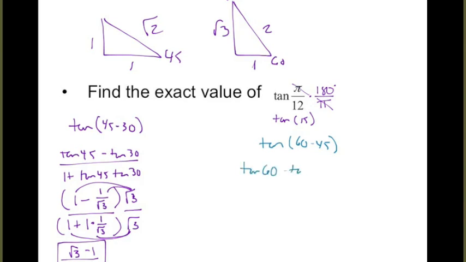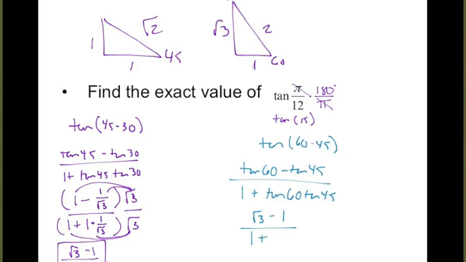But just to show you what would have happened if we did this one, so it's still the tangent subtraction formula. You don't have to write this down if you don't want to, because it's going to turn out exactly the same. But then I'm going to do tangent of 60, and tangent of 60 is opposite over adjacent, square root of 3 over 1, or just square root of 3. Tangent of 45 is 1.